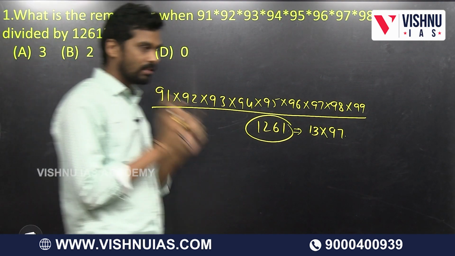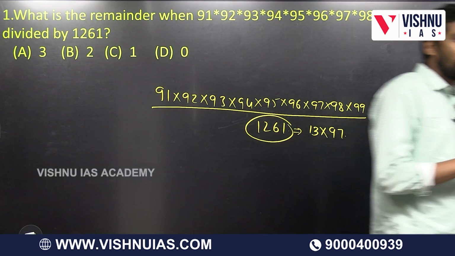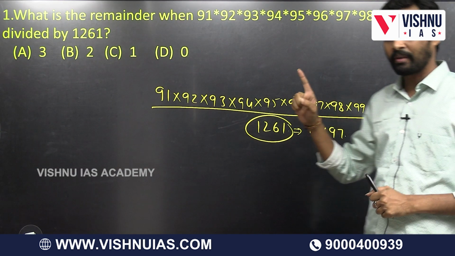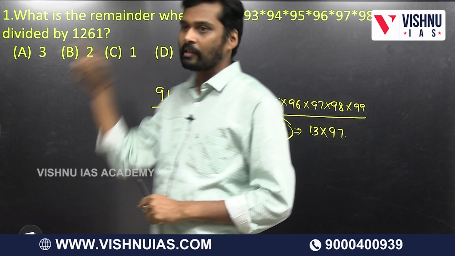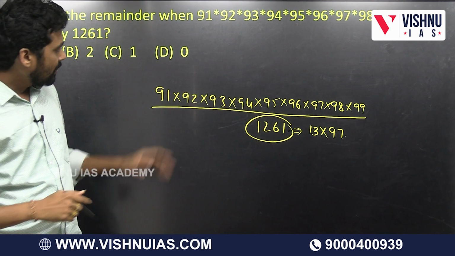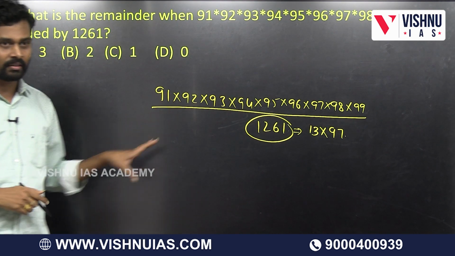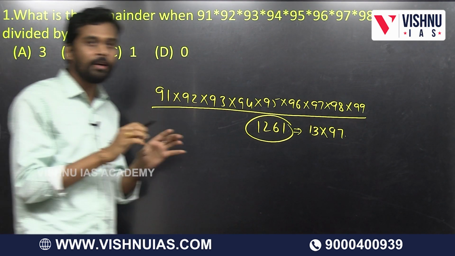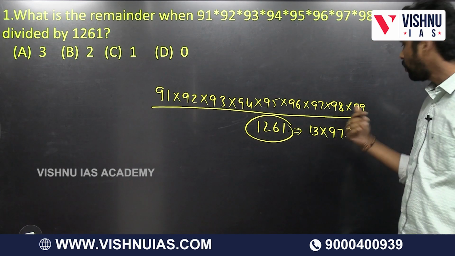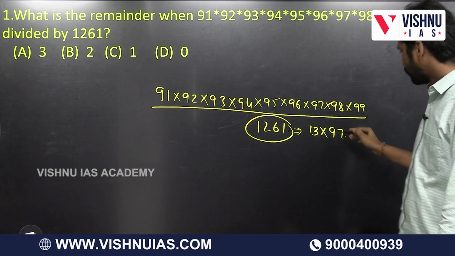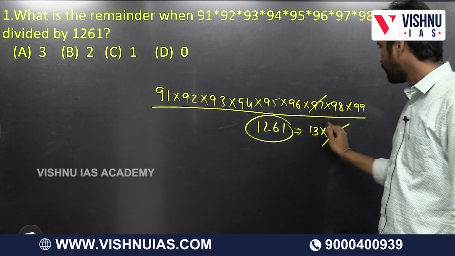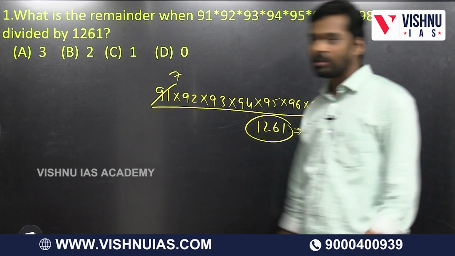So first, if this kind of problems are given, you look at the problem and take the denominator part. We already did one sum related to remainders when we are dividing with 100. So the last 2 digits are our answer. Similarly, when a number is given like this, you first break the denominator part into prime numbers product. So you can write 1261 as 13 into 97. So here we can cancel out 97 and 97, and also 13 times 7 is 91. Then what is the remainder?